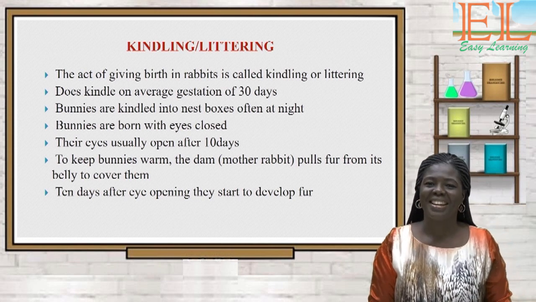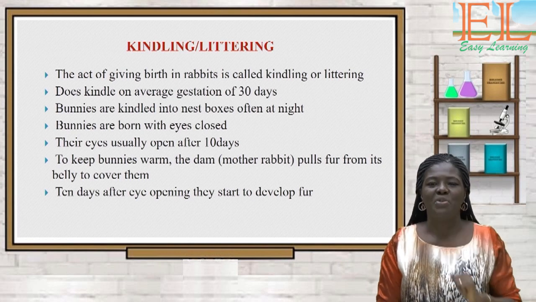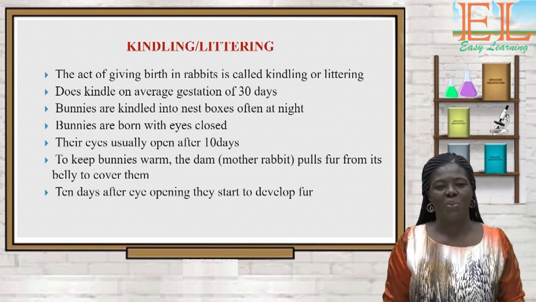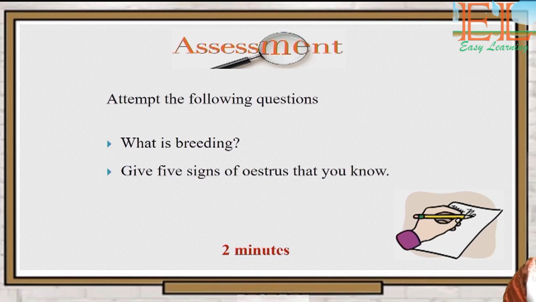That's interesting, eh? Yes. Let me give you this assignment before we go. Write it down. One, what is breeding? Two, give five signs of oestrus that you know. Now, in defining breeding, don't forget the carefully selected male and female. It is very, very important.